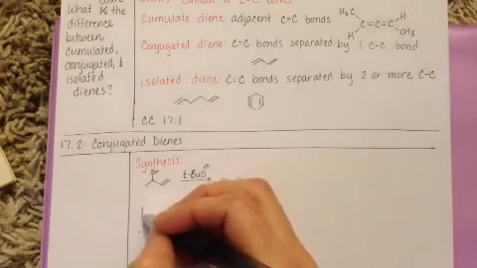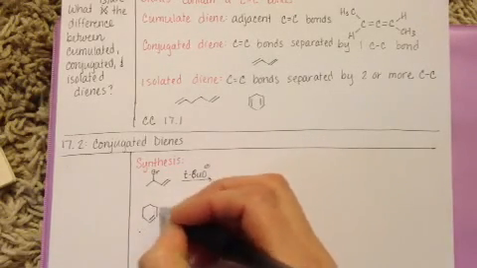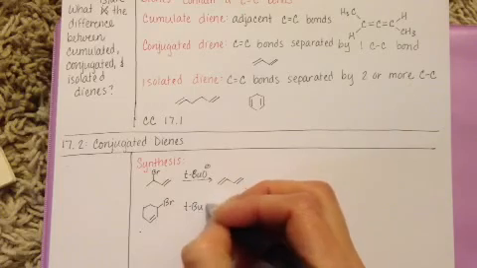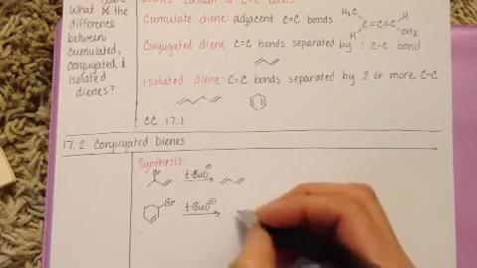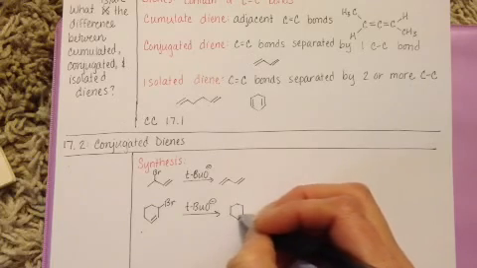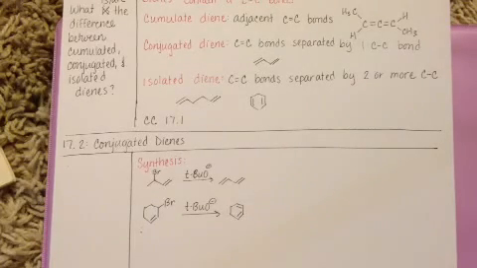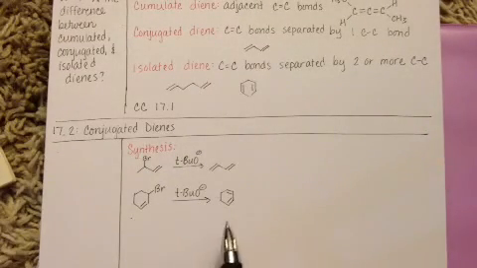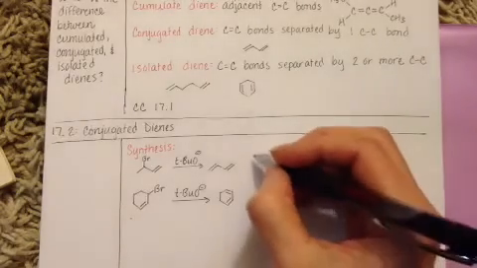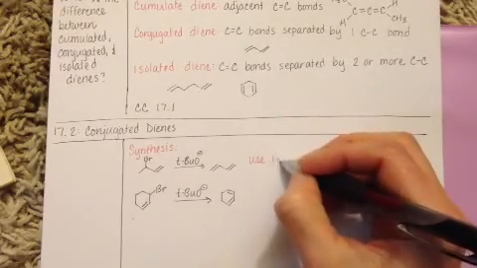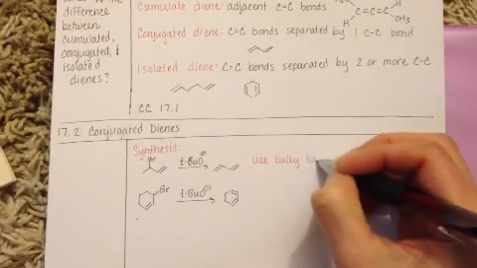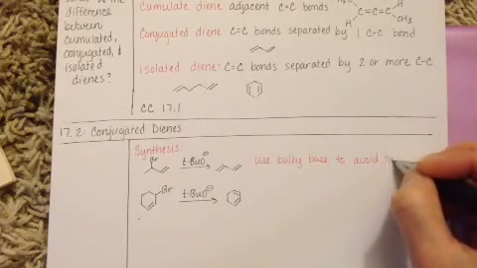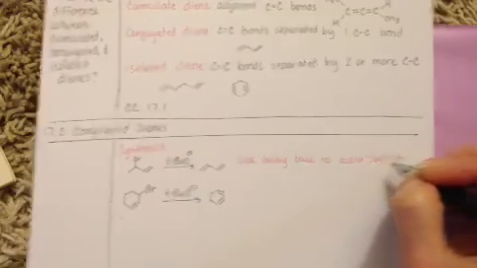Here's another example. And again, we're using the bulky base tert-butoxide because tert-butoxide does not do substitution. So by using that particular base, we're forcing the reaction to do an elimination, and we don't have to worry about any byproducts. So let's write that down. Use our bulky base to avoid substitution, which is not what we want.